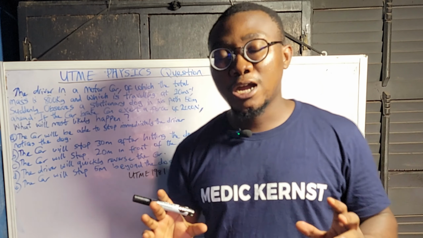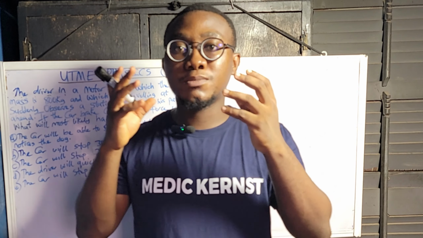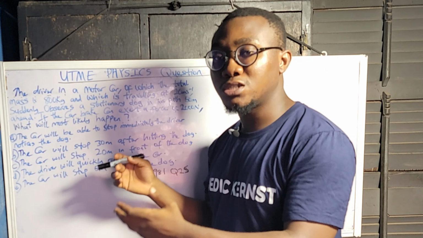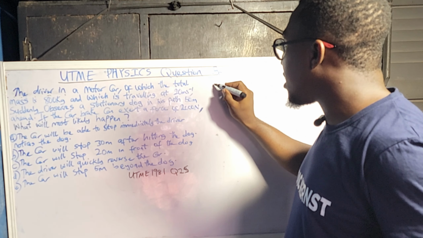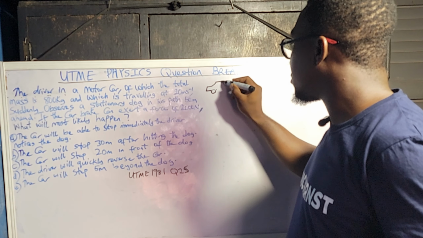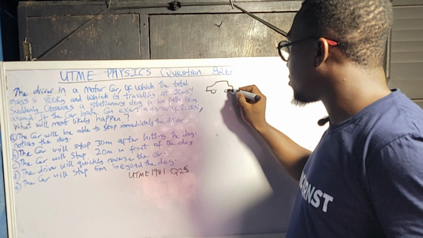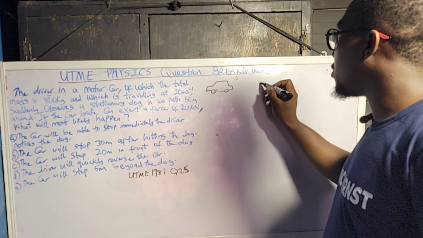So now the first thing I always like to do when I'm trying to solve any question is to have a diagrammatic representation of what the question is trying to say. So for this question now, we have a car going in this direction. We have a dog.